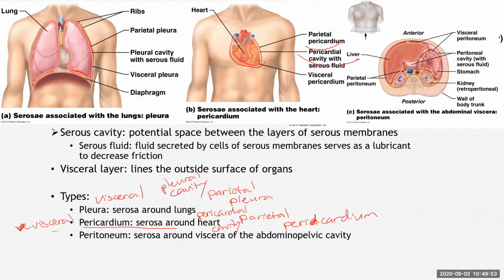And for the abdominal and pelvic regions, we use peritoneum instead. So visceral peritoneum, parietal peritoneum, and peritoneal cavity. Okay. The visceral is the outside of the organ. It's the outer layer of the organ itself. The parietal is on the walls that surround that organ. That's the difference between the two.